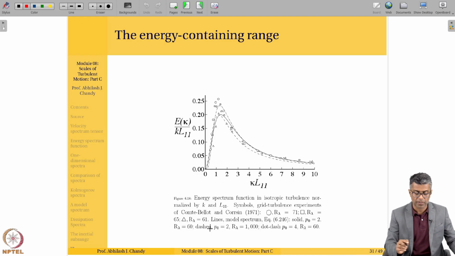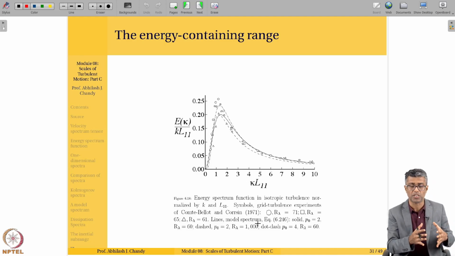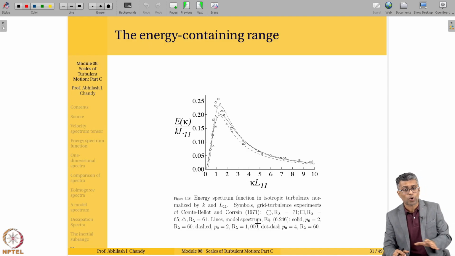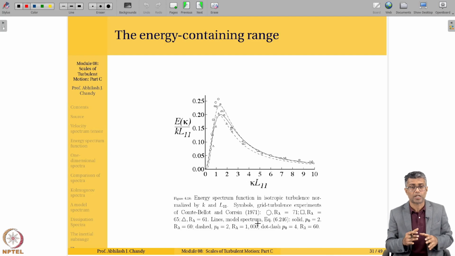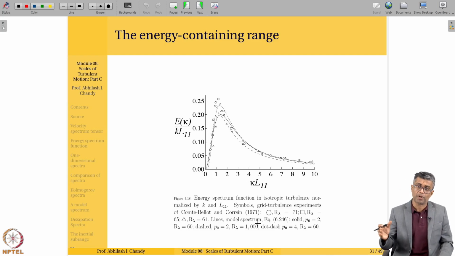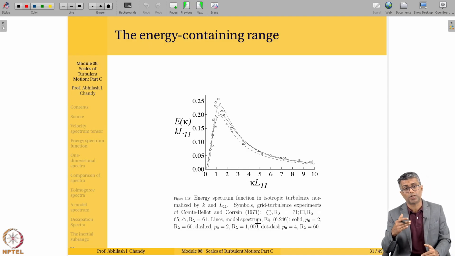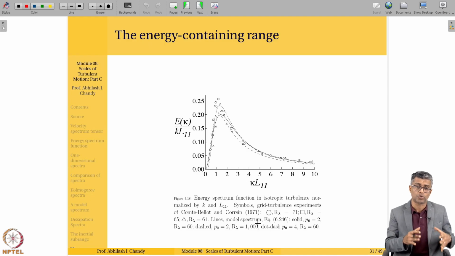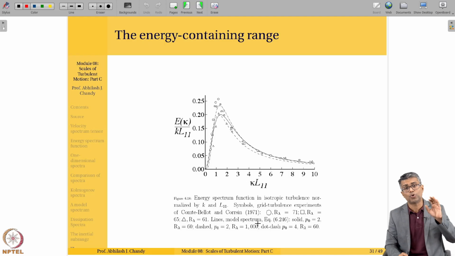So I have here the energy spectrum function in isotropic turbulence, and here I am not looking at 1D spectra, I am looking at the total 3D spectra. Because of its anisotropy in the energy containing range, it makes sense to look at the total spectra rather than a 1D spectra, because it is no longer isotropic. Everywhere else, the inertial subrange and the dissipation range make up the universal equilibrium range, where the isotropy assumption is valid, whereas in the energy containing range the isotropic assumption is not valid. So it doesn't make sense to look at a 1D spectra, we will look at a 3D spectra.